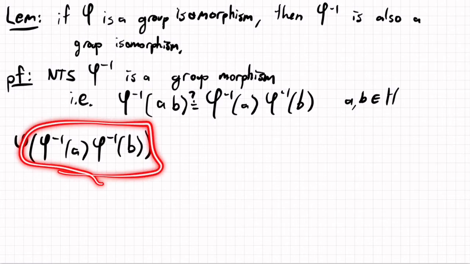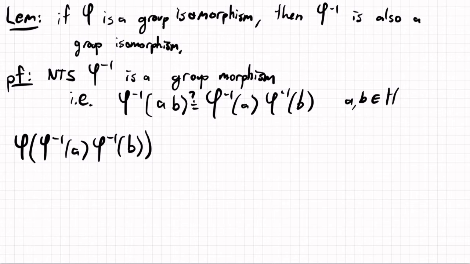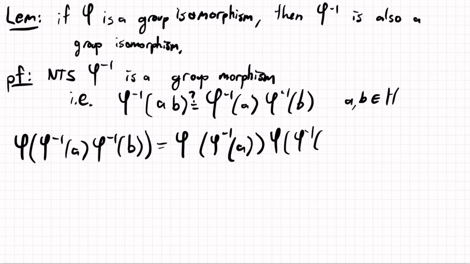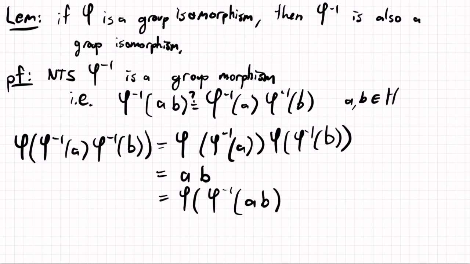But I can consider this right here. And because phi is a group homomorphism, I can split it up like this. I should write phi of phi inverse of A times phi of phi inverse of B, just like this. So that's by the fact that phi is a group homomorphism. Now, because these are inverse functions of each other, this is the same as A times B. But now A times B is actually the same as, right? A times B is the same as phi of phi inverse of A times B.